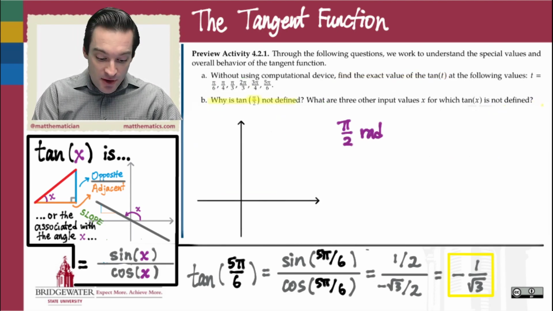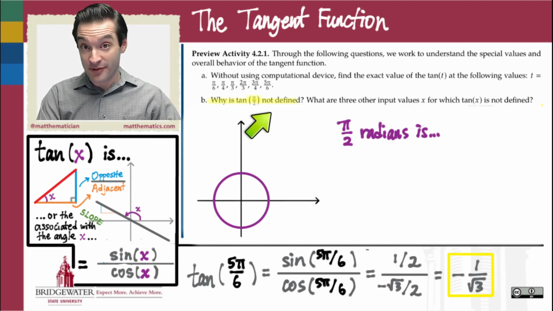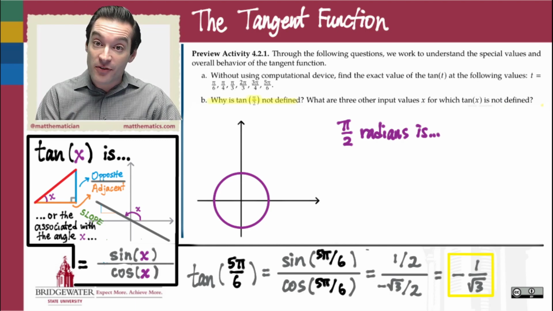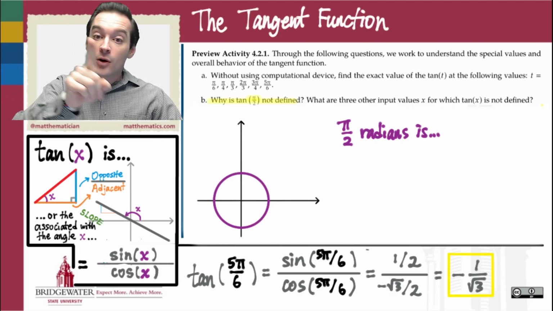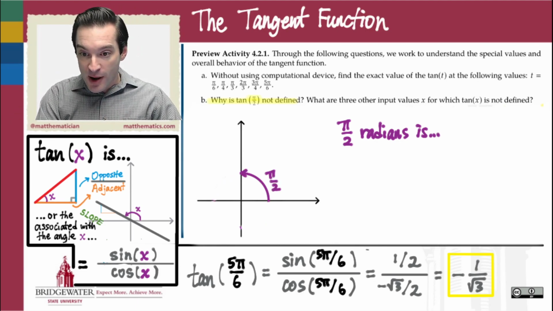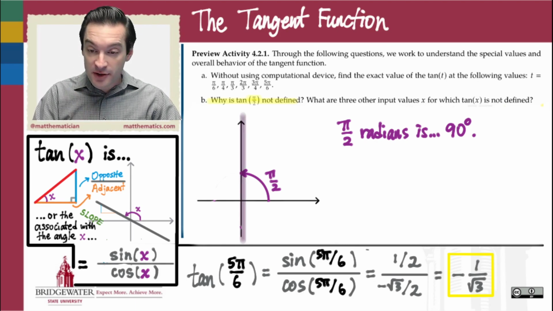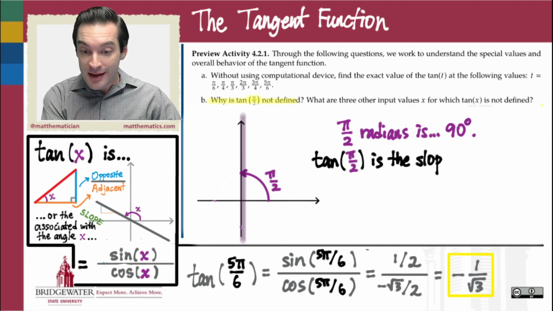In part B, we ask a question, why is the tangent of pi over 2 not defined? Let's use the slope definition to think about why. Pi over 2 radians, after all, that's 1/4 of the way around an entire unit circle. And so pi over 2 radians is another name for 90 degrees. But what does the line that makes a 90-degree angle with the positive x-axis look like? It's this line right here.